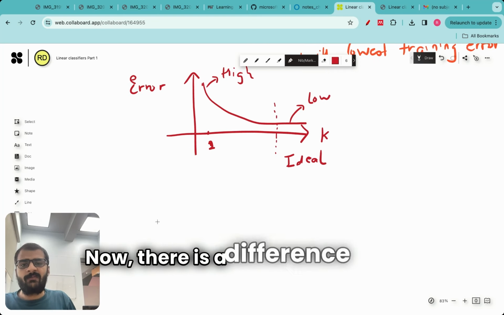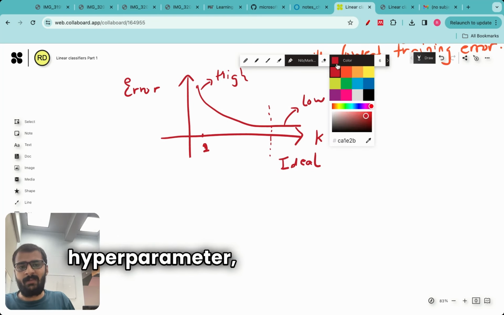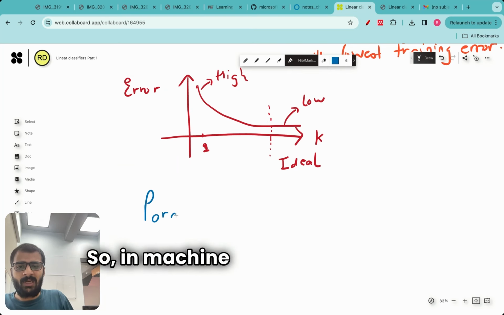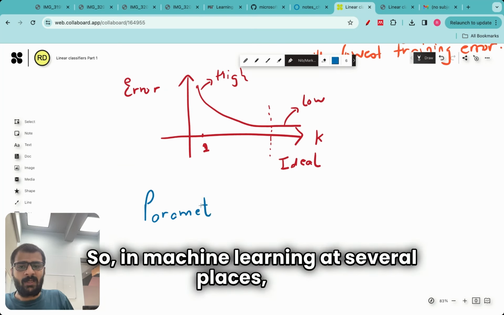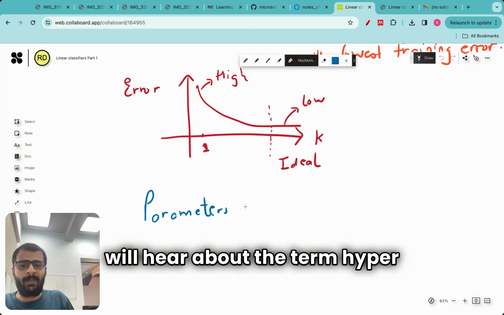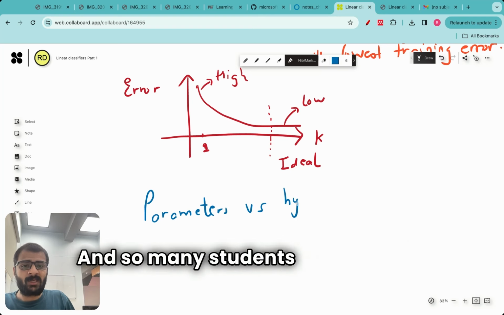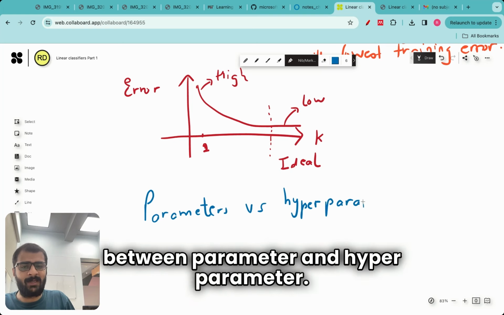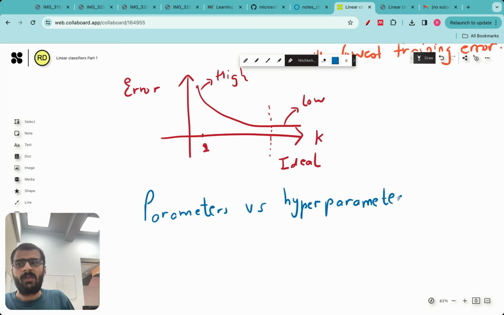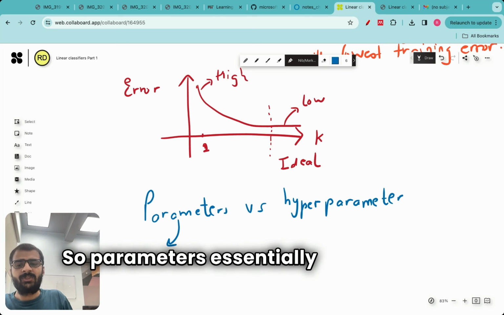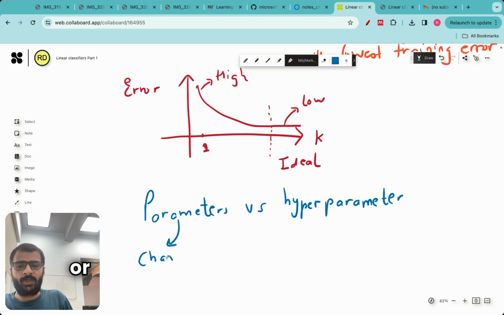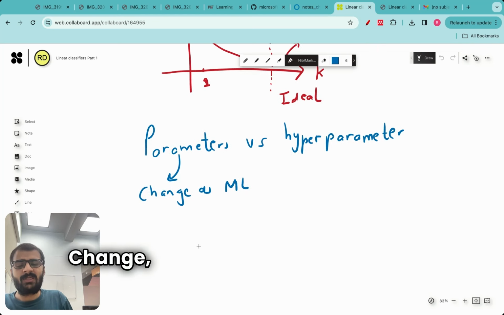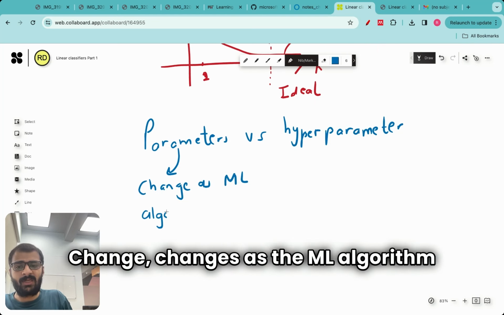Now there is a difference between parameter and hyperparameter, which I would like to mention here. In machine learning, at several places, you will hear the term hyperparameter, and so many students are confused about this. They do not understand the difference between parameter and hyperparameter. Parameters essentially change as the ML algorithm trains.